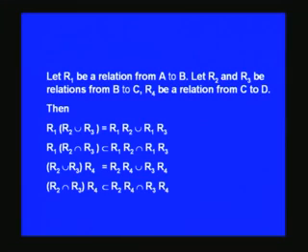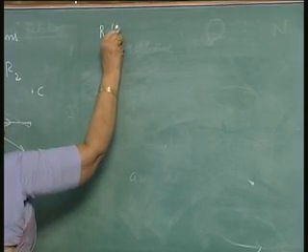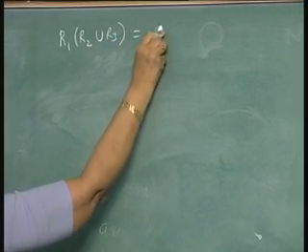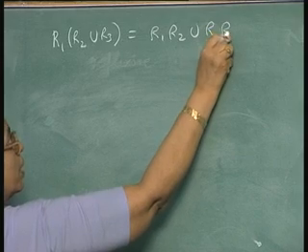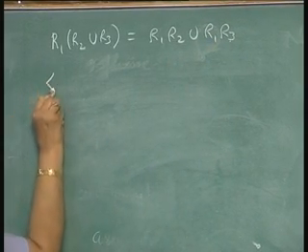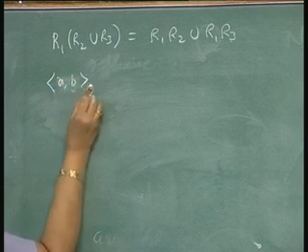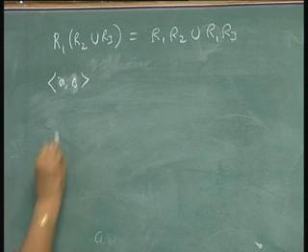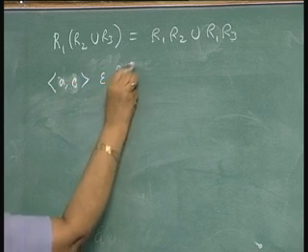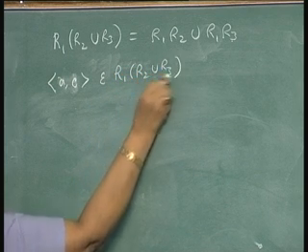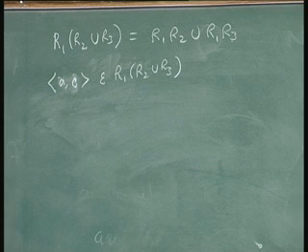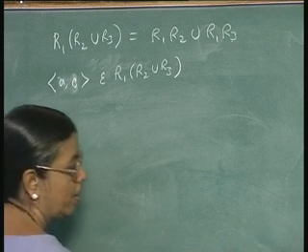Let us take the first result and prove it. The others can be proved in a similar manner. The first one is R1 composed with (R2 union R3) is equal to R1R2 union R1R3. How do you prove that? Let me take some element (a, c). Take an ordered pair (a, c) belonging to R1 composed with (R2 union R3).